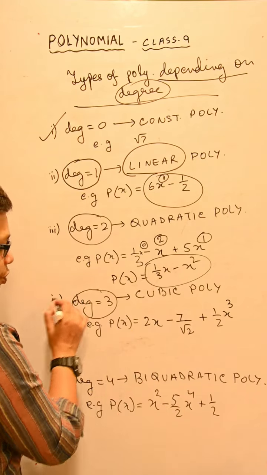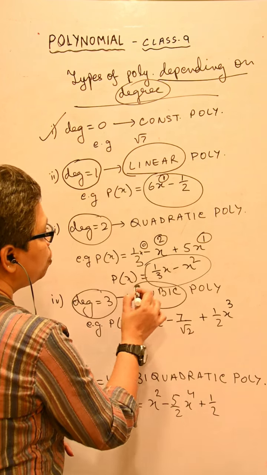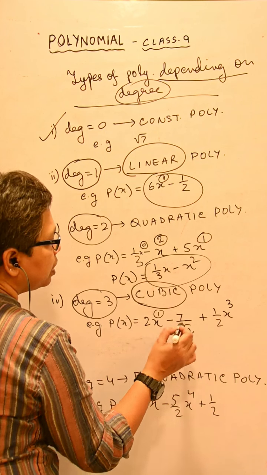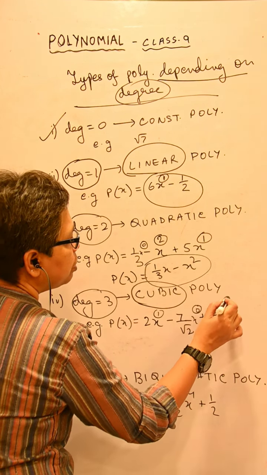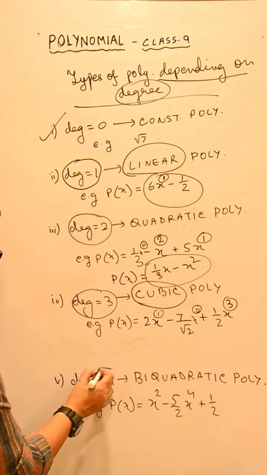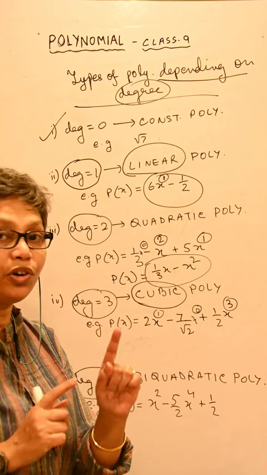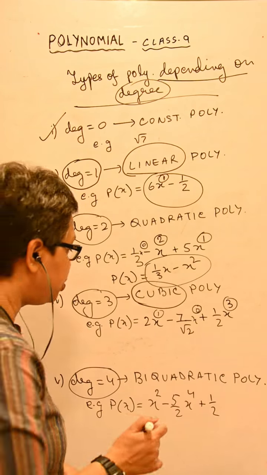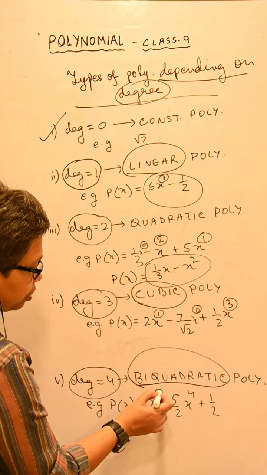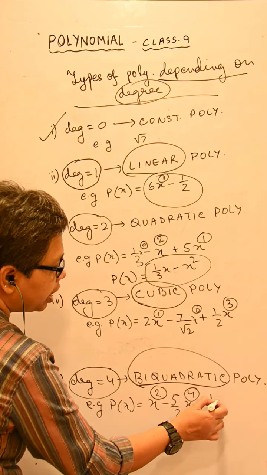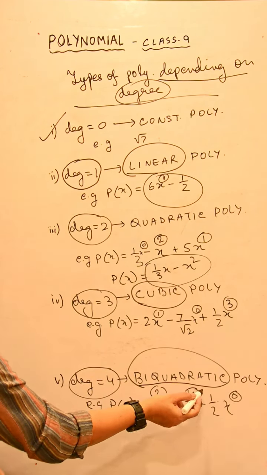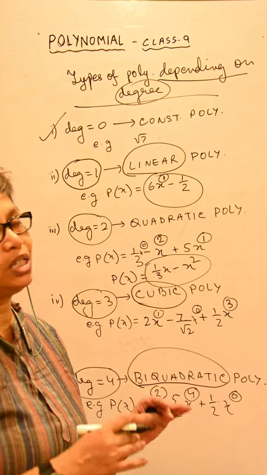Now if degree is 3, then it is called a cubic polynomial. Here is an example. You can see here the power is 1, here the power is 0, and here the power is 3. So this is an example of a cubic polynomial. If the degree is 4, that is the highest power of the variable is 4, then it is called biquadratic. And this is an example. Here you see power 2, power 4, and here you have power 0. So the highest value is 4. So degree is 4. So this is a biquadratic.